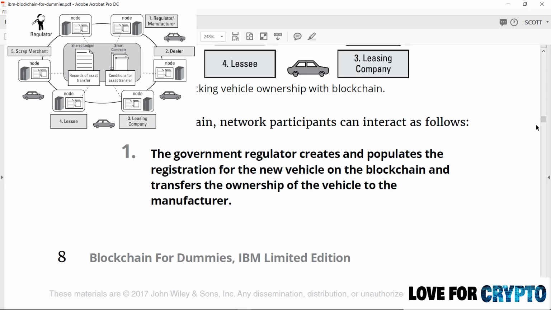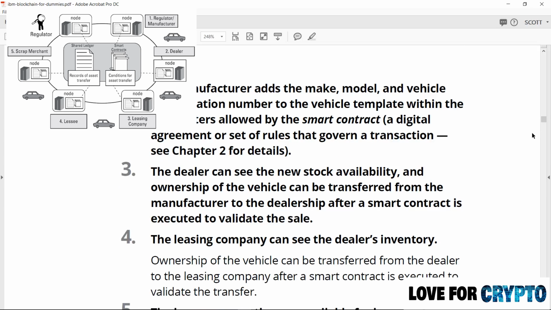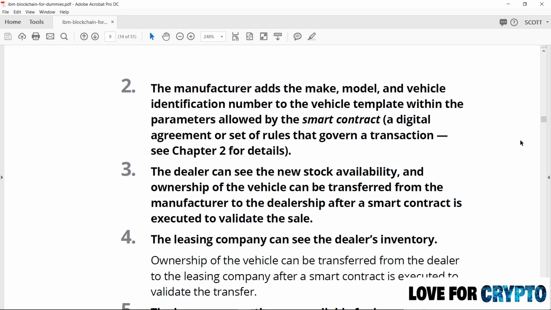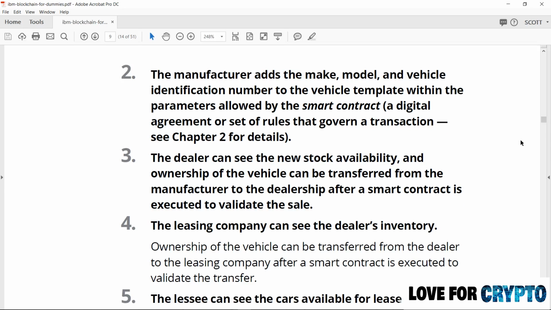Number 1, on the graph, as you can see, the government, regulator or manufacturer creates and populates the registration for the new vehicle on the blockchain, transfers the ownership of the vehicle to the manufacturer. Number 2, the manufacturer adds the make, model and vehicle identification number to the new vehicle template within the parameters allowed by the smart contract, which is a digital agreement or a set of rules that govern a transaction. See chapter 2, which will be video 2, for more details on governing transaction and smart contracts.